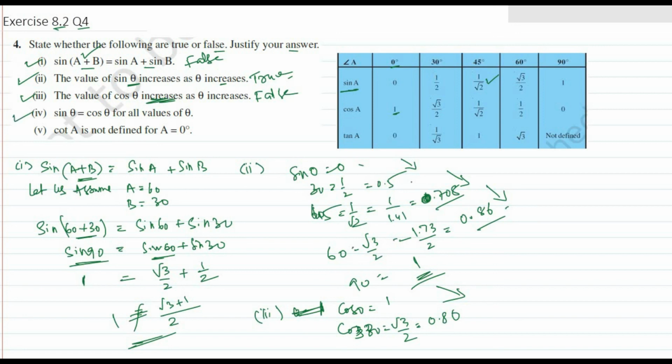The fourth one: sin theta is equal to cos theta for all values of theta. Wrong. Because see, sin of 0 is equal to 0, but cos of 0 is equal to 1. So this is also false.